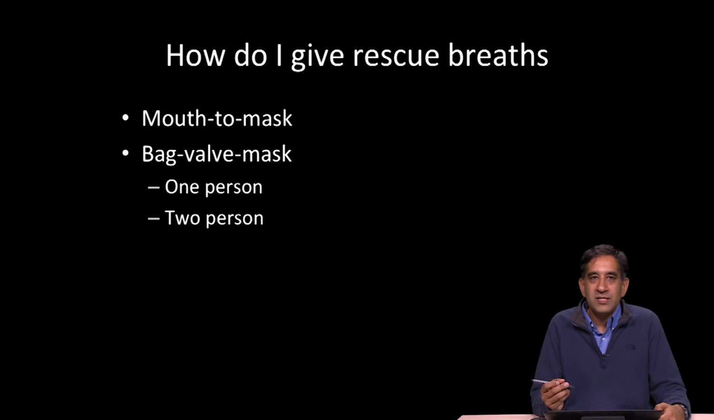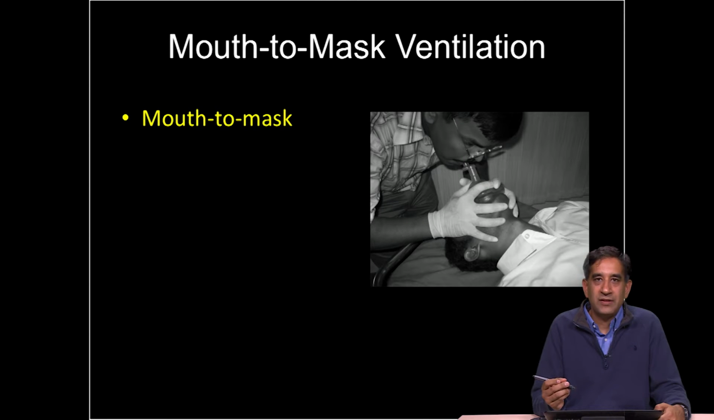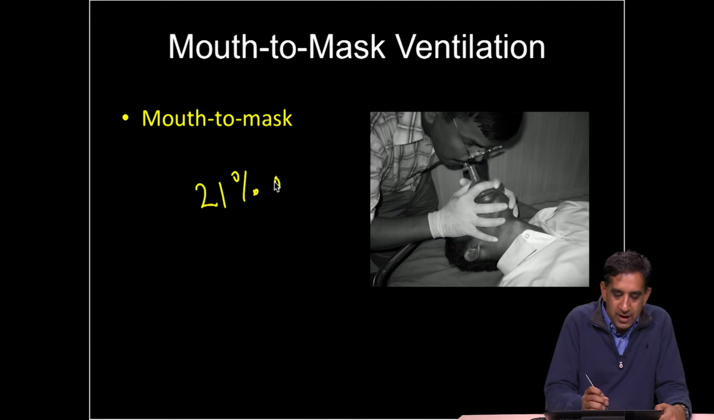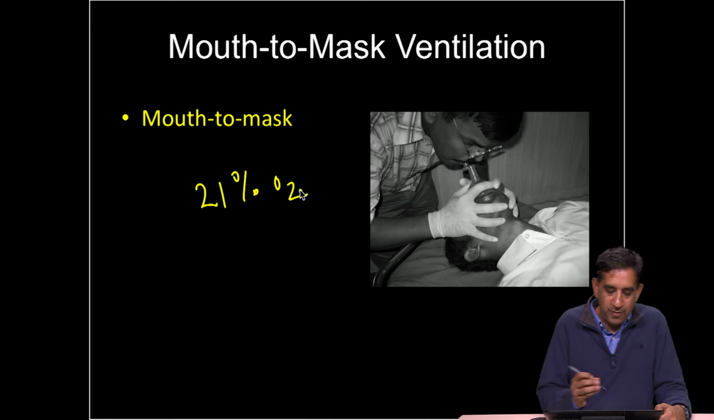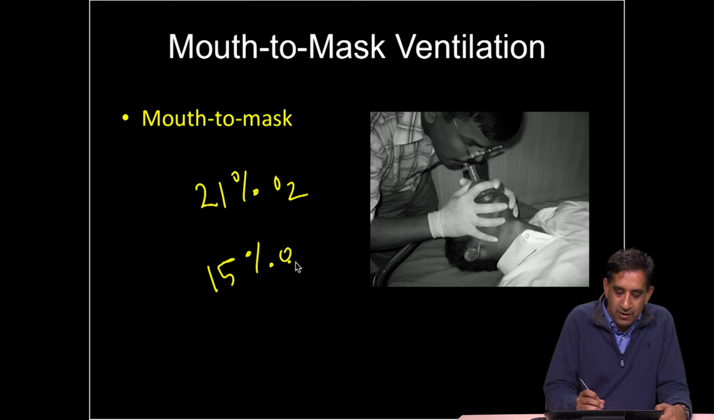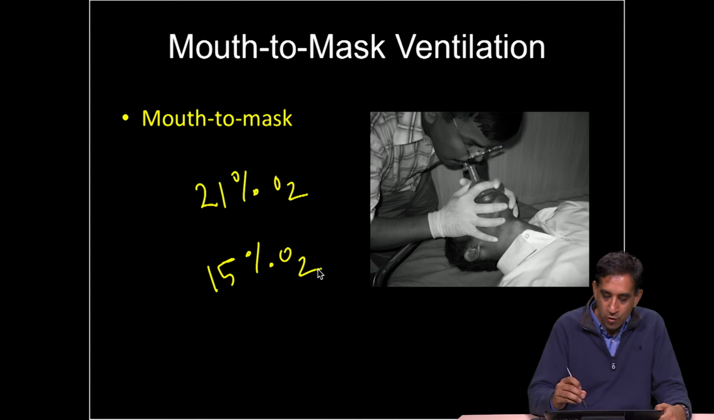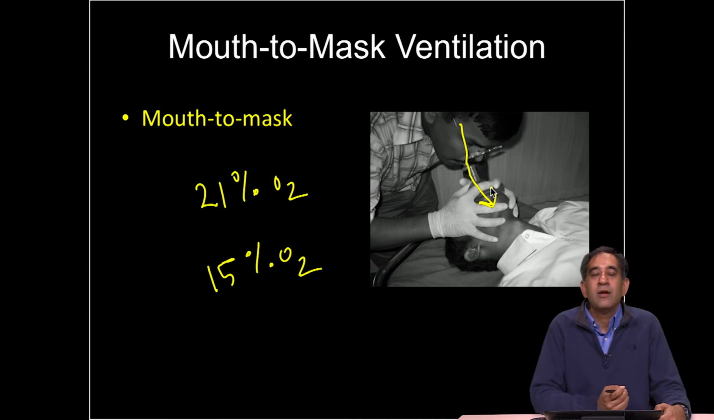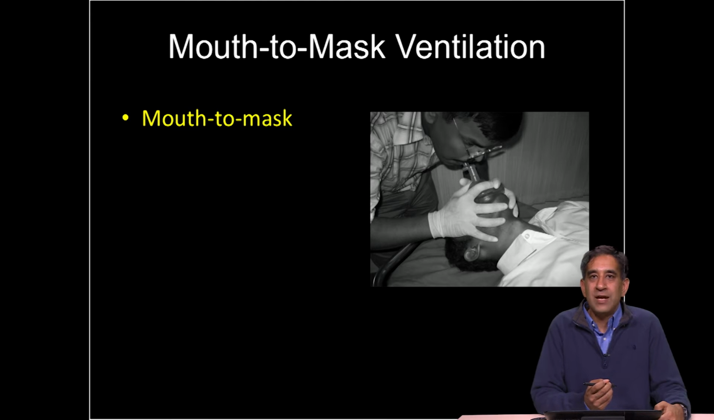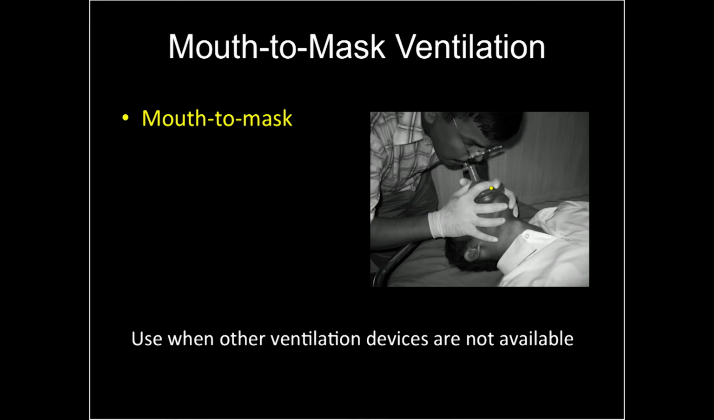How do I give rescue breaths? If you are in the pre-hospital setting and don't have access to a bag mask device, you may be giving mouth-to-mask ventilation where you yourself are breathing for the patient. We know that room air has 21% oxygen, but when you're breathing for the patient, your exhaled air only has 15% oxygen. So you're basically breathing that exhaled air and providing ventilations for the patient, and then the patient is going to breathe out through a side port. I only recommend using this approach when other ventilation devices, such as a bag mask device, are not available.